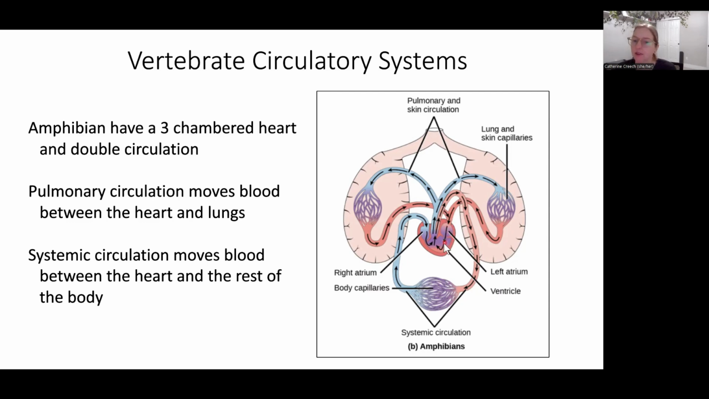Through the atria back to the ventricle, and the heart will pump, and now the oxygen rich will leave the heart. So this is going to be an artery, come to a capillary bed for gas exchange, and then go back to the heart. So this is a vein into your 3-chambered amphibian heart.